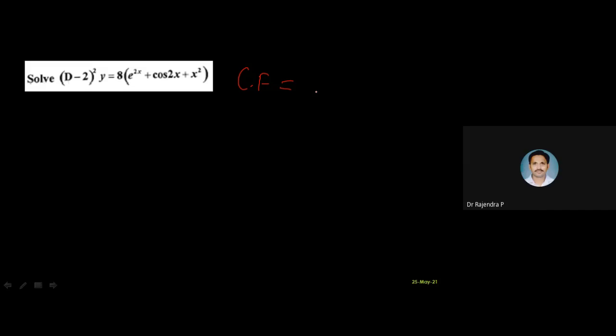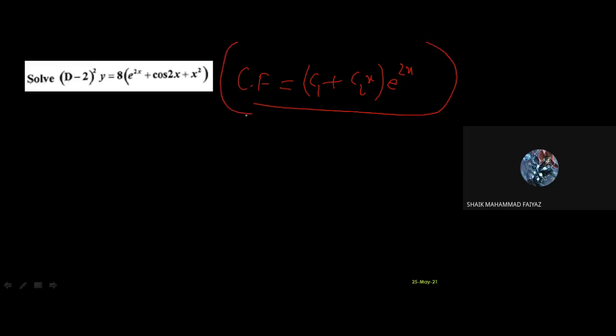We don't have 2 different roots actually. We have same roots. D minus 2 whole square means D minus 2 into D minus 2. So roots are equal. So C1 plus C2x, into e to the power of 2x. Good. Correct. Everybody is able to write this at this time. Now you are in a position to write it up. Otherwise, you may not be following properly.